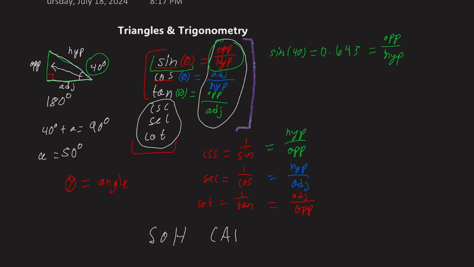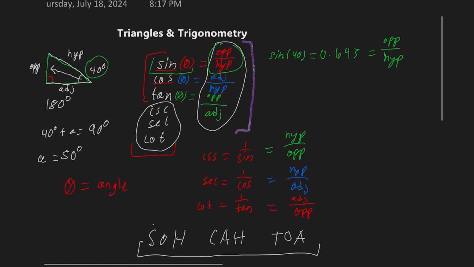SOH CAH TOA. Okay? That is what you need to remember. SOH: sine equals opposite over hypotenuse. CAH: cosine equals adjacent over hypotenuse. TOA: tangent equals opposite over adjacent. Remember that and commit it to memory.